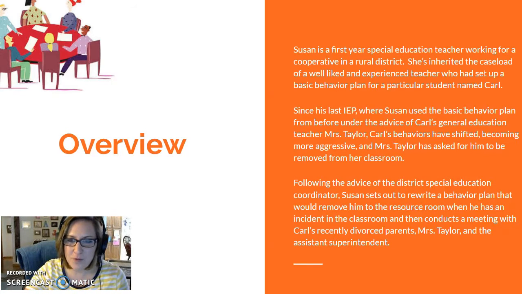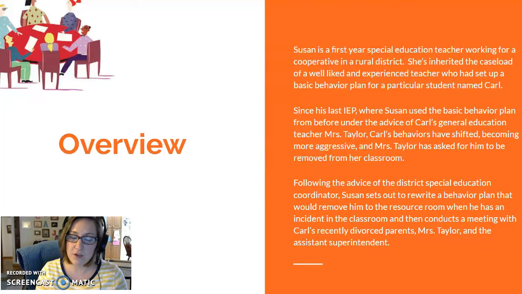As a brief overview, we have Susan, who's a first-year special education teacher working for a cooperative in a very rural district. She's taken over the place of someone who has lots of experience, who's been well supported in her school. And then she's inherited on her caseload a student named Carl, who is going through some extreme behavior changes, probably due to the fact that his parents have just had a very bitter divorce. And it's had a great impact on his education.